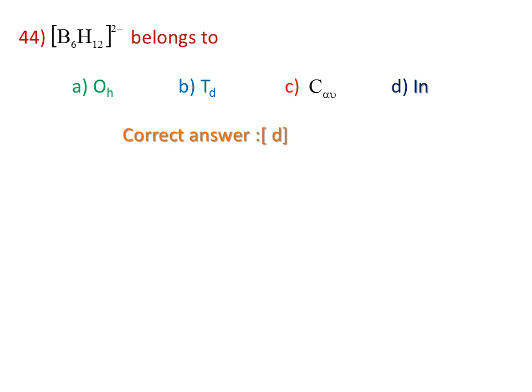44. B6H6 2 minus belongs to: it is a very good example for the point group Ih. The correct answer for the question is D.